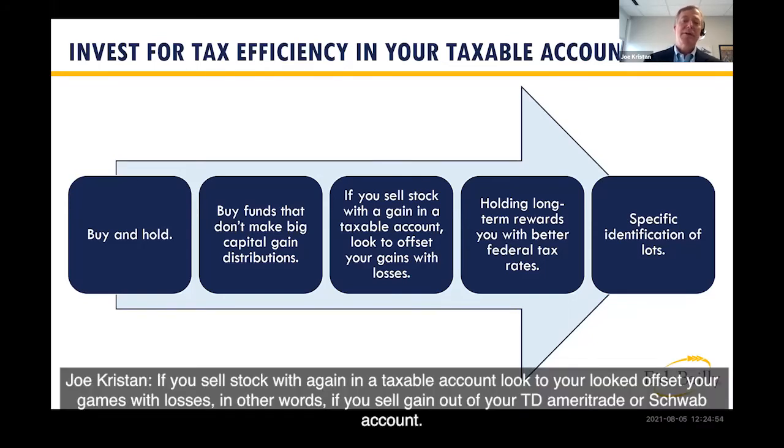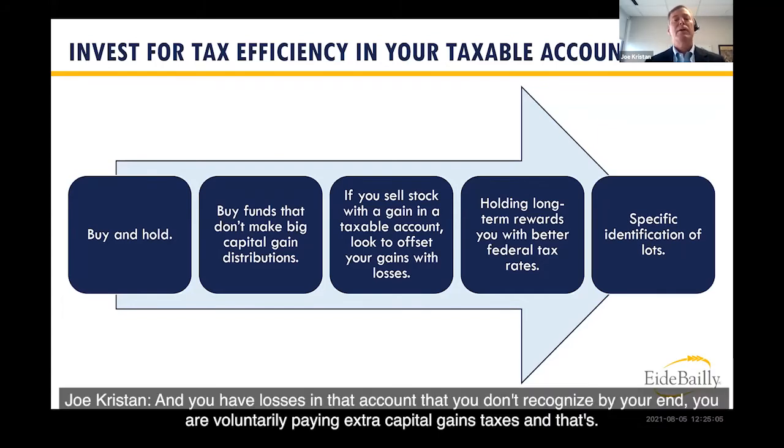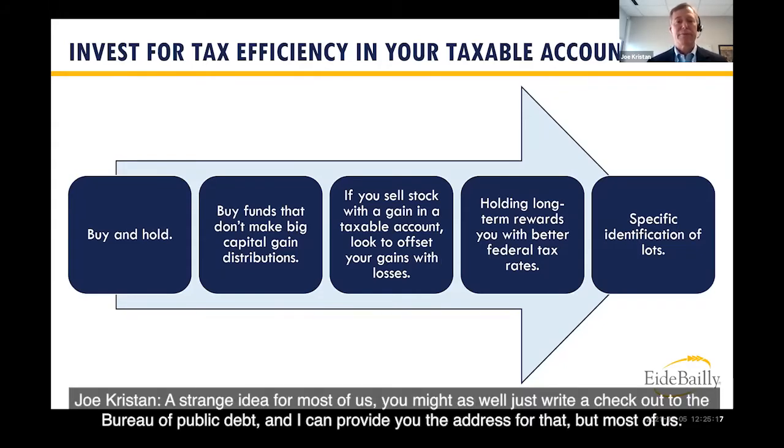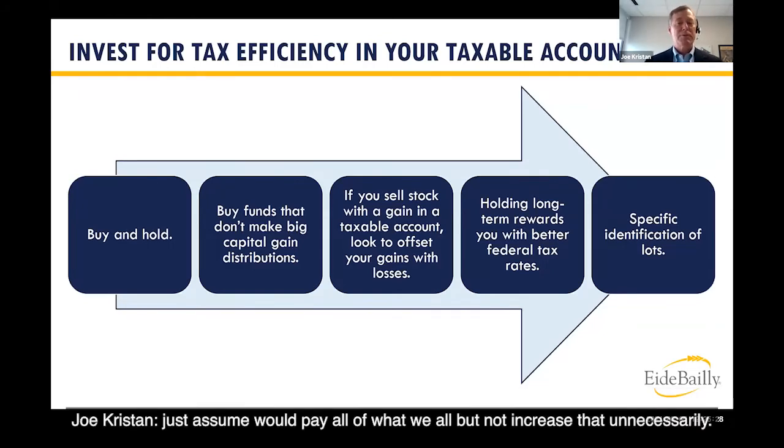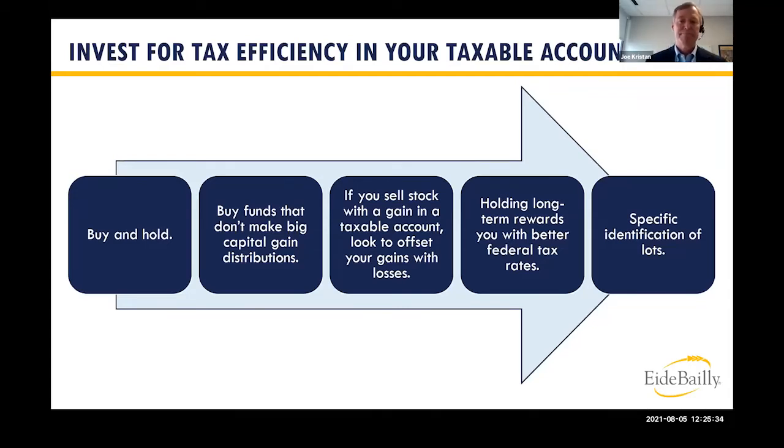If you sell stock with a gain in a taxable account, look to offset your gains with losses. In other words, if you sell gains out of your TD Ameritrade or Schwab account, and you have losses in that account that you don't recognize by year end, you are voluntarily paying extra capital gain taxes. And that's a strange idea for most of us. You might as well just write a check out to the Bureau of Public Debt, and I can provide you the address for that. But most of us just as soon would pay all of what we owe, but not increase that unnecessarily.